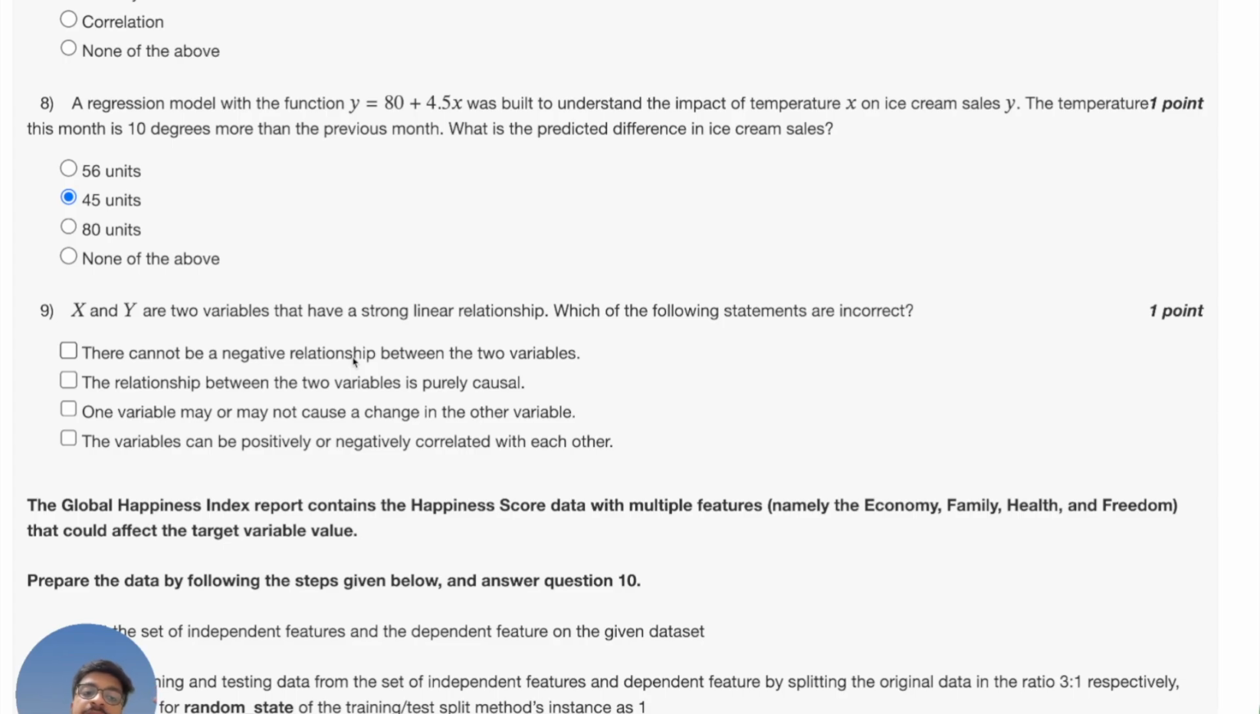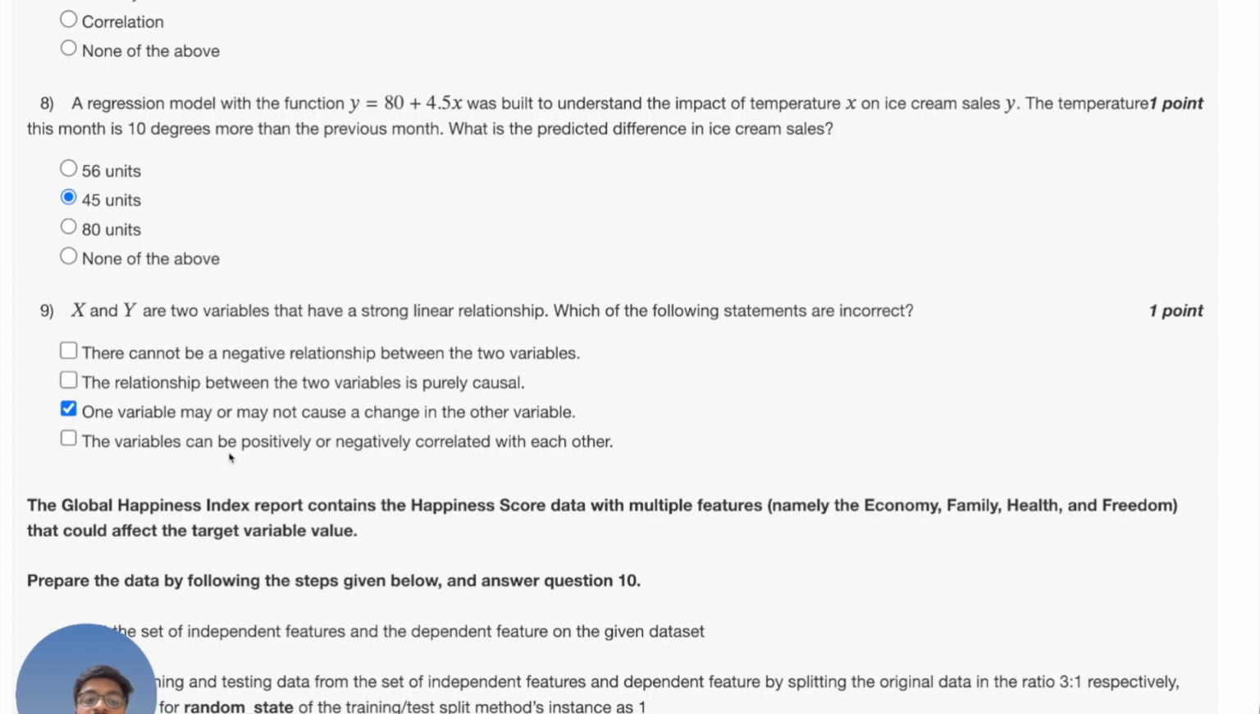One variable may or may not cause a change in another variable. Of course, a change in one variable will not obviously affect the second variable every time. It may affect it sometimes, but not every time. So we can consider this option.